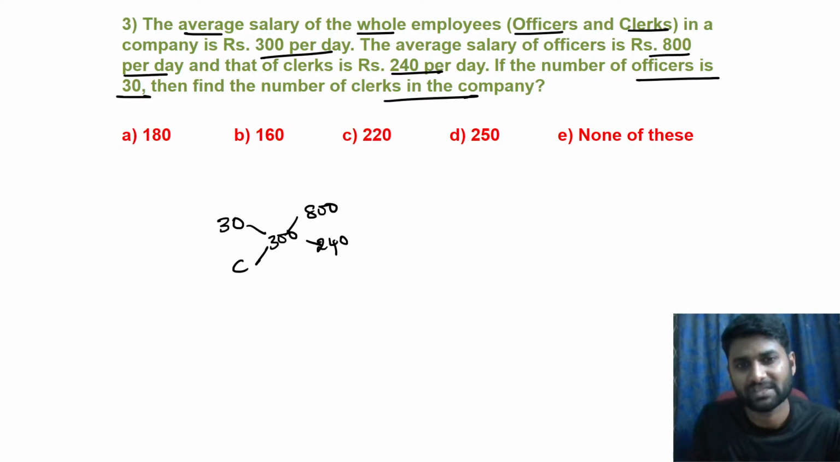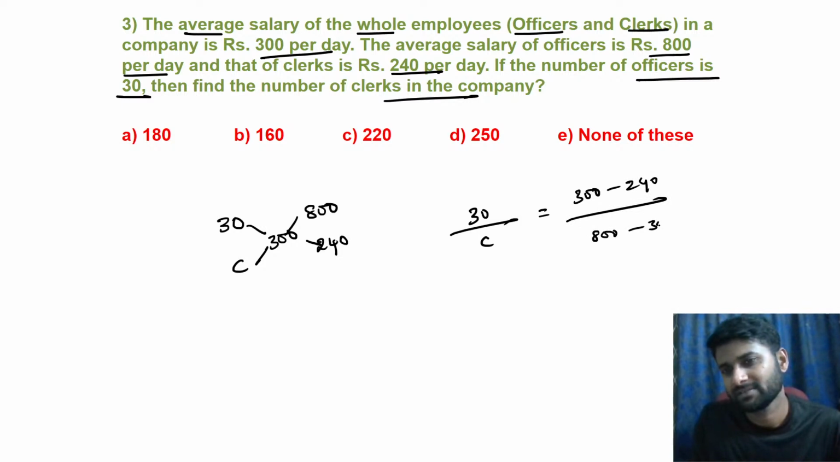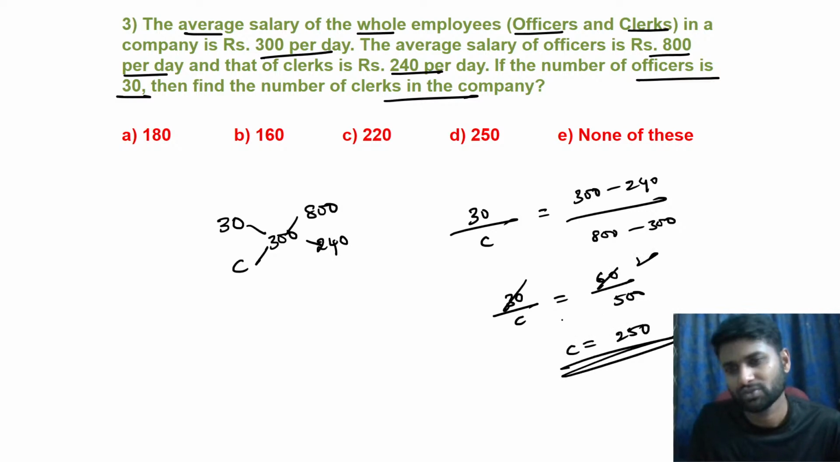Now again, you can use the alligation mixture concept. So 30 by C is exactly equal to 300 minus 240 divided by 800 minus 300. Now see, 30 by C is exactly equal to 60 divided by 500, which is exactly 2 times. So the number of clerks is exactly equal to 200. That is the option.